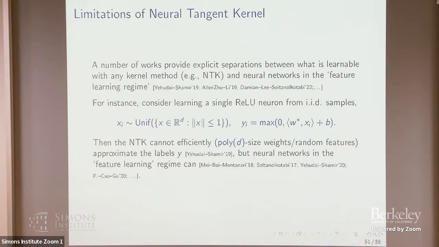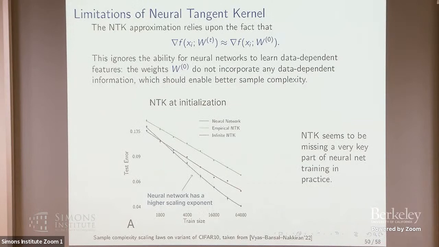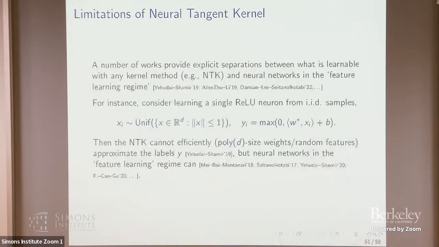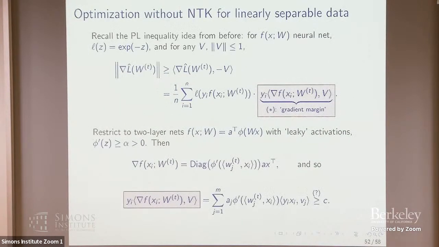So we've gone over how we can establish PL inequalities for neural networks that are in this NTK regime. And I thought it would be useful to go over at least one example of how to establish a PL inequality without relying upon this NTK approximation. And this is going to be for linearly separable data. Let's just remind ourselves of what the setting is.